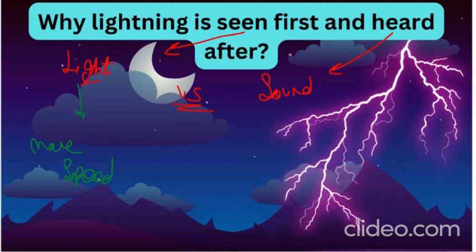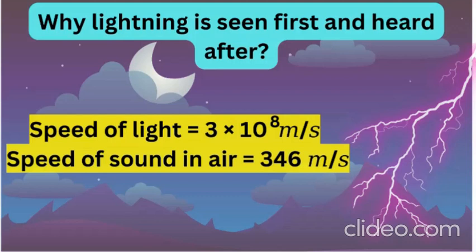Light के ज़्यादा speed है इसलिए we can see the lightning. और sound will have less speed because हम उसको बाद में देख पाते हैं. So yes, that is the right explanation. When we talk about speed of light, आपने हमेशा से पढ़ते आए, the speed of light is 3 into 10 raised to 8 meter per second. Correct? That is the speed of light, very fast.